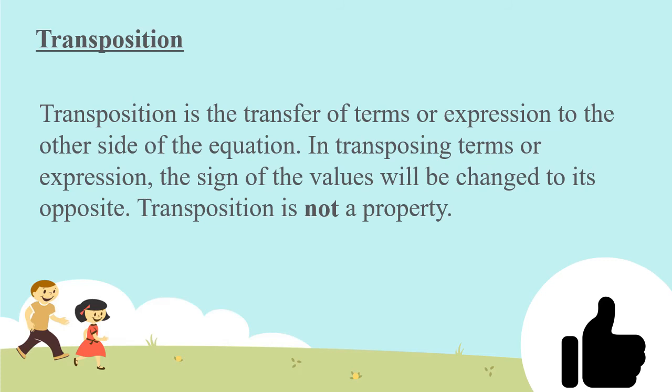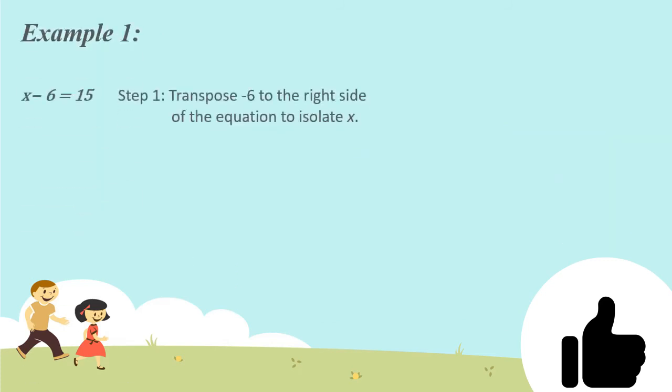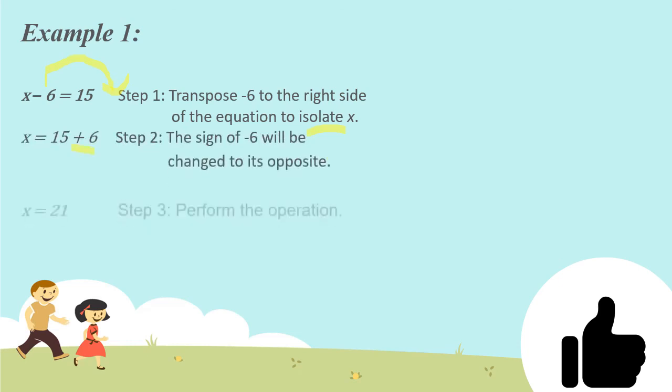Let's have an example for this transposition. x minus 6 is equal to 15. To isolate x, we need to transpose negative 6 to the other side. From negative, it will turn to positive 6. x is equal to 15 plus 6. Then, perform the operation. 15 plus 6 is equal to 21.